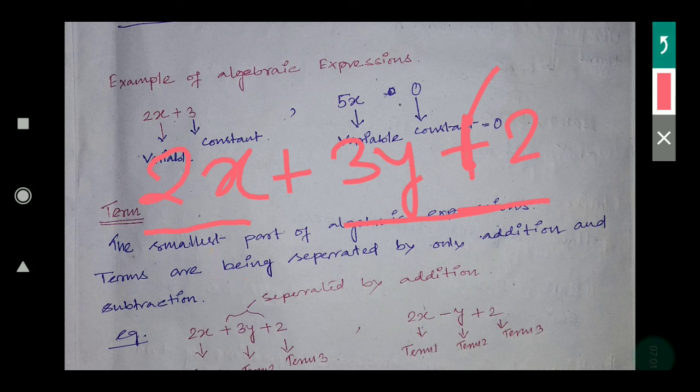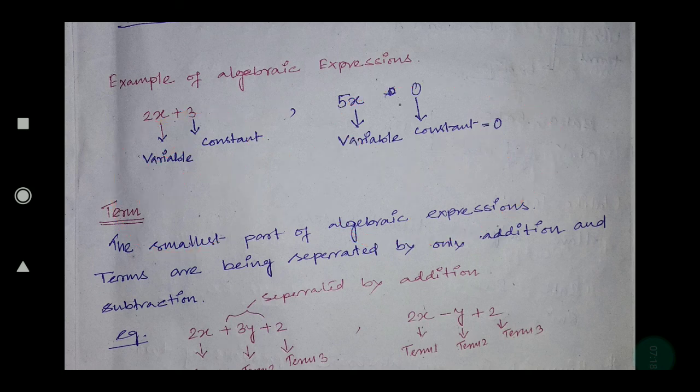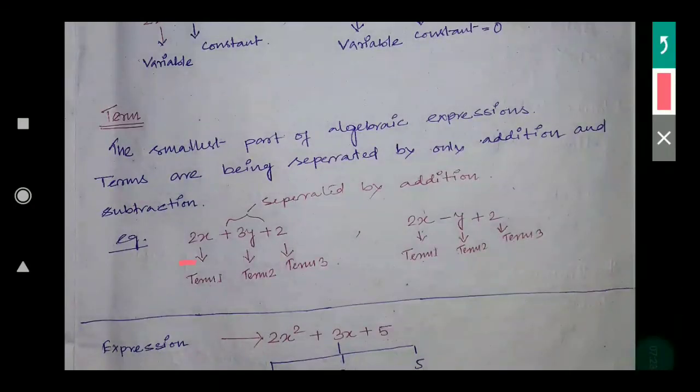But if multiplication or division is present, then we will consider it as one term. Separately we will not count. Or if it is given like this, then also this whole will be considered as one term, and this one will be considered as one term, because here addition is there. Okay, so see one example: 2x plus 3y plus 2. Here addition is there, that means we will consider all the factors as separate, because this one will be term 1, this one will be term 2, this one will be term 3.